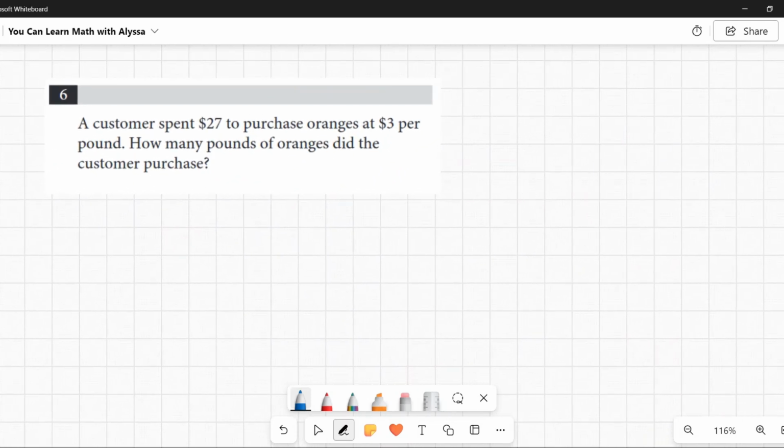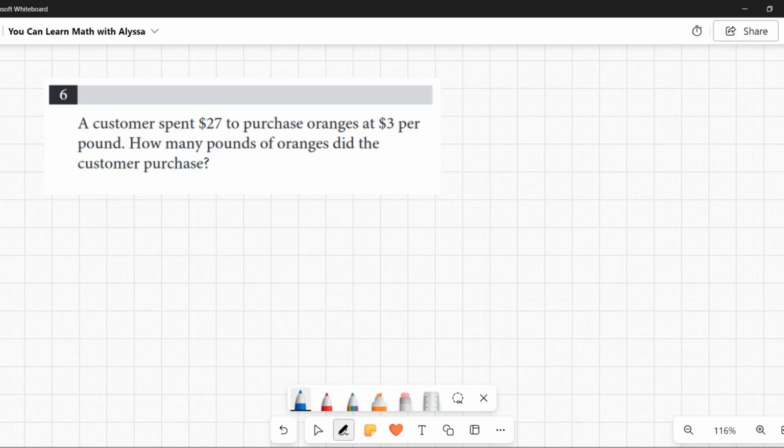Number 6, a customer spent $27 to purchase oranges at $3 per pound. How many pounds of oranges did the customer purchase? If you don't have to write this one down and you can just visualize it in your head, awesome. If you have to write it down, that's fine too. Do what is best for you. So I'm going to show you the write-it-down way that I would do it.